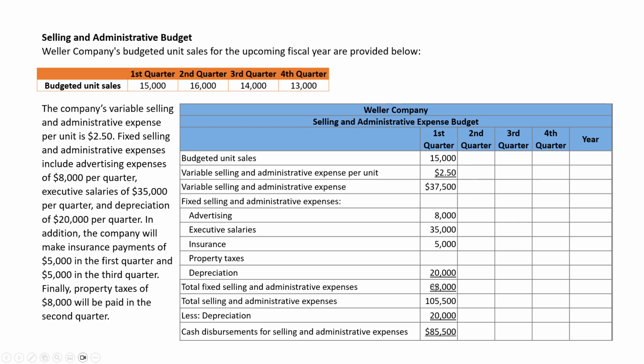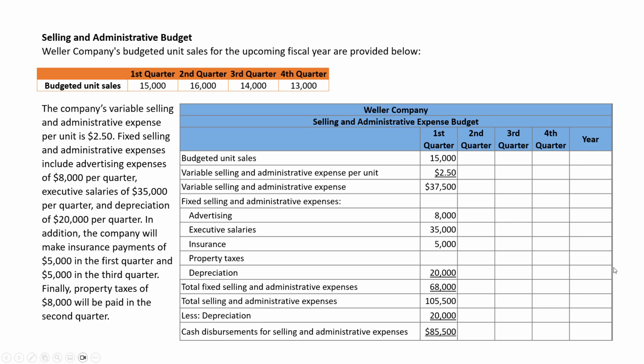So while the $20,000 is included in our $105,500 total cost or expense, to get to our cash disbursements, we're going to back out or subtract out that $20,000 from our $105,500. So our total cash spend that we're expecting for quarter one related to selling administrative is only going to be $85,500. Again, that number would end up being shifted to our cash budget.